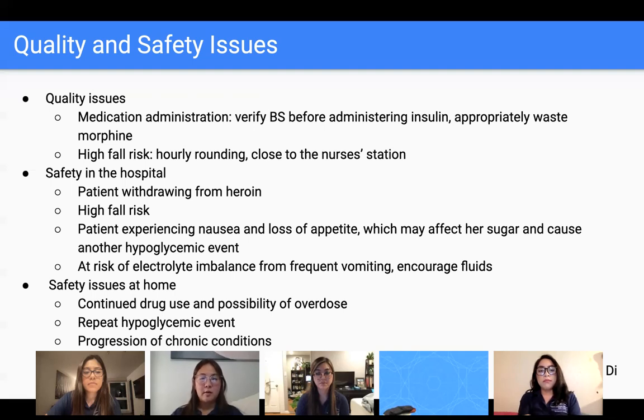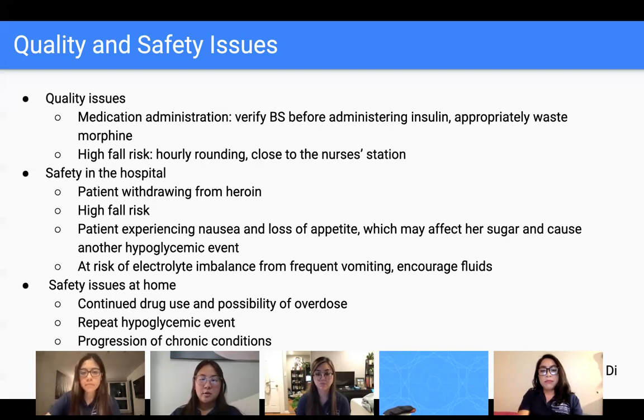For her high fall risk, we should have her close to the nurse's station, and we should round hourly. That is another issue in safety in the hospital, is that she's a high fall risk because she's withdrawing from heroin. She's also at risk for seizure. She's experiencing nausea and loss of appetite, which may affect her sugar and her electrolyte and fluid imbalances due to the frequent vomiting. So we should encourage fluid and monitor her labs regularly.